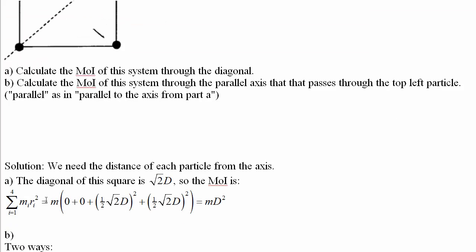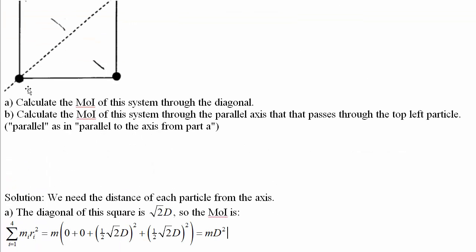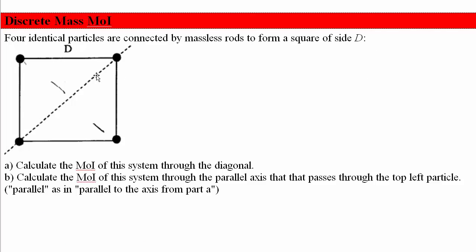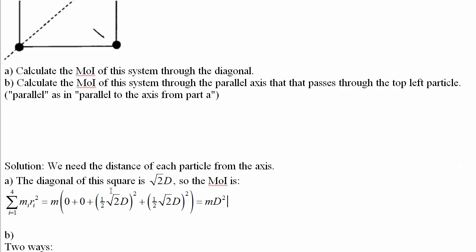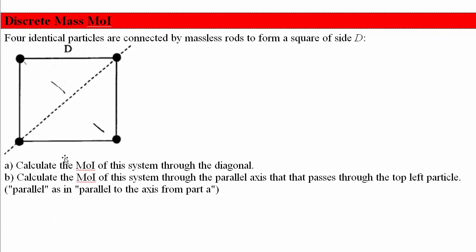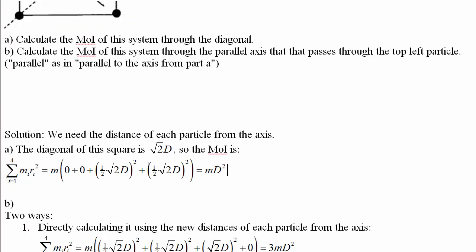All right, so we're going to use our mr squared formula, adding that all up. We just need to figure out how big the diagonal is, and if this is side d, then the diagonal is √2 times d, and so from there to the axis is 1/2 of that, so 1/2 of √2d, m plus the sum of the distance away from the axis. This one's 0 away, this one's 0 away, this one is 1/2 of √2 times d away. Adding all of that up, we get md squared.